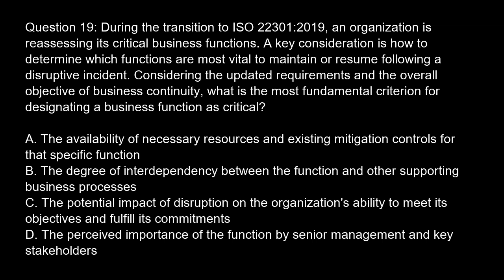The availability of necessary resources and existing mitigation controls for that specific function. Option B. The degree of interdependency between the function and other supporting business processes. Option C. The potential impact of disruption on the organization's ability to meet its objectives and fulfill its commitments. Option D. The perceived importance of the function by senior management and key stakeholders.